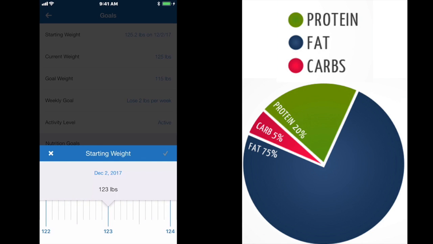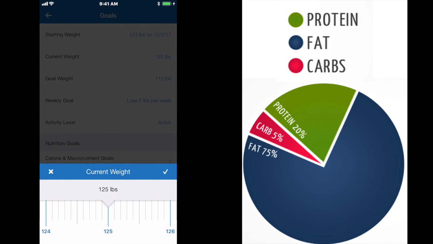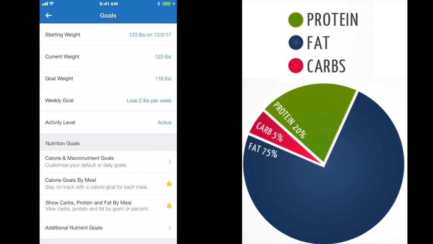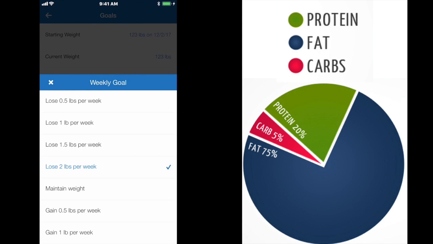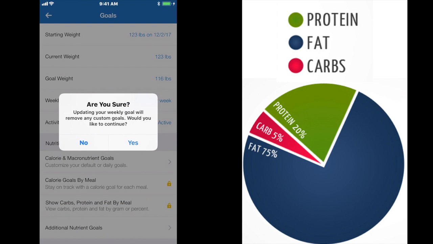This number really doesn't matter too much. And now click on Current Weight. Now just put in your current weight. And then click on Goal Weight, and just put in whatever your goal weight is. And then go down to weekly goal. Do you want to lose 1 pound a week, 1.5 pounds a week, or 2 pounds a week? I went ahead and selected 2 pounds a week. You may get an error message. Just go ahead and hit yes.